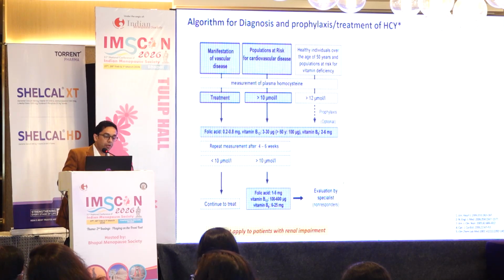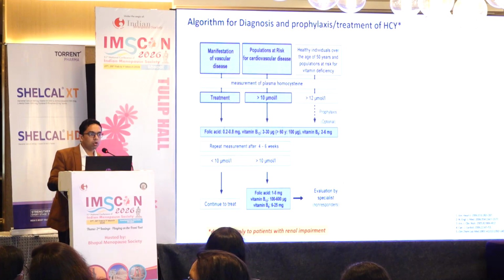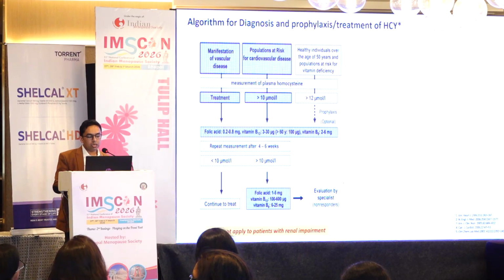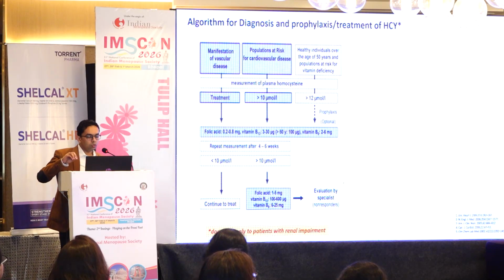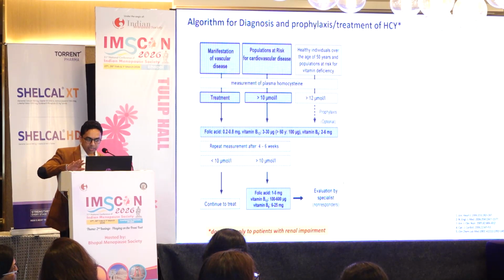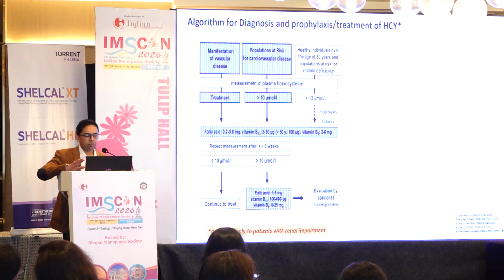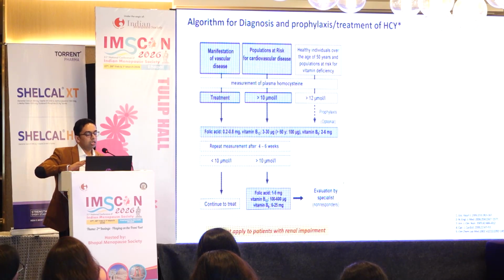So treatment is very simple for most of the patients I am talking about. For most of the patients, if you supplement with the cofactors, probably the patient will do good. If the levels are more than 10, you should be initiating treatment. I have already told you 15 is okay, but beyond 10 you can give this.